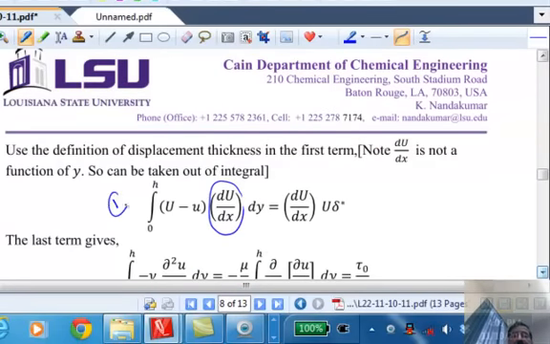So let me work with the first term. This is the first term. So integral between 0 to h, where h is at the edge of the boundary layer, of capital U minus u, dU dx dy. But dU dx is not a function of y. Why? Because capital U is not a function of y. So I can take this outside of the integral. That's what I do. Then whatever is left, which is the integral from 0 to h of U minus u dy, is by definition the displacement thickness, U times delta star. Okay, so the first term has been reduced, in terms of the displacement thickness, to dU dx times U delta star. Remember, U is a known function.